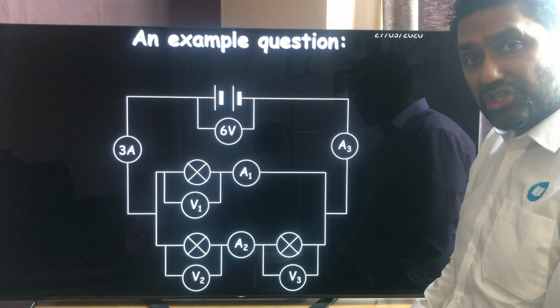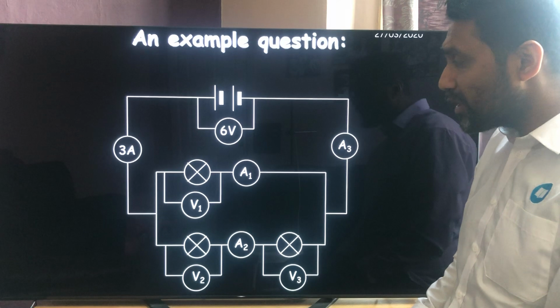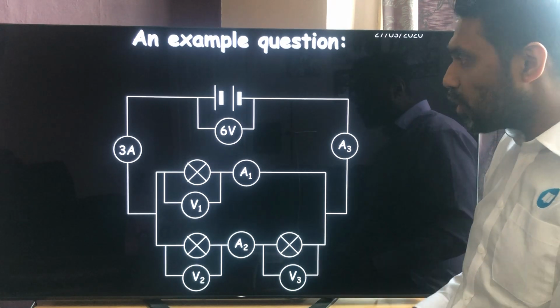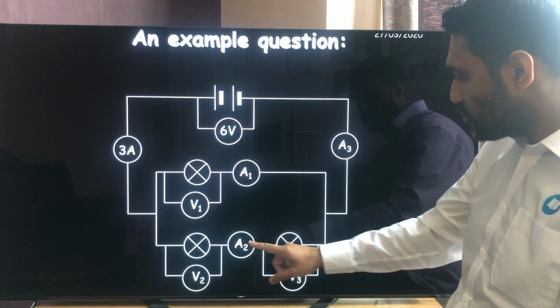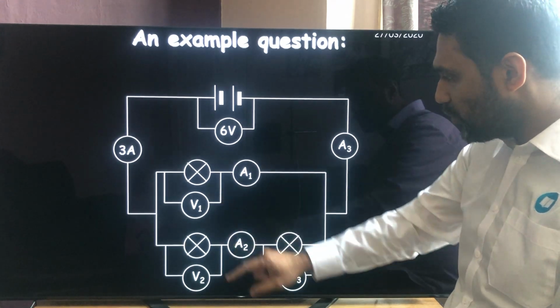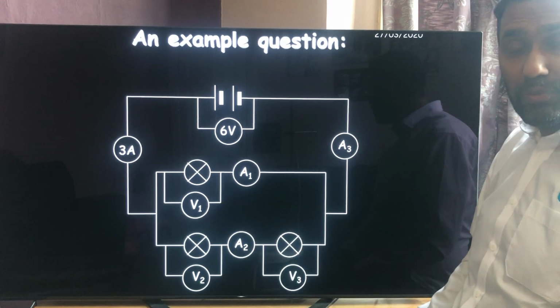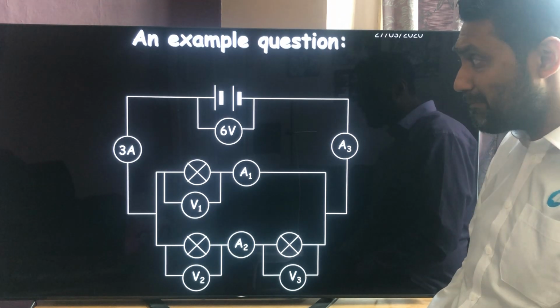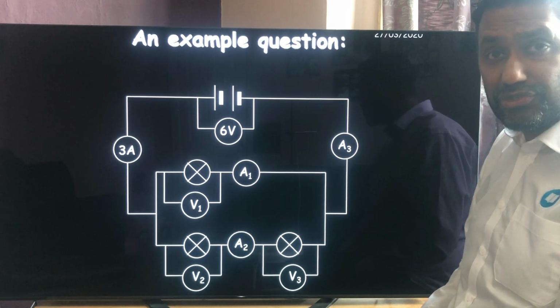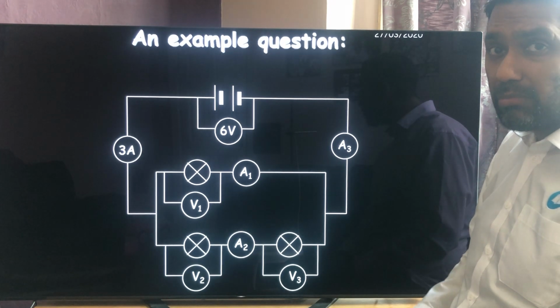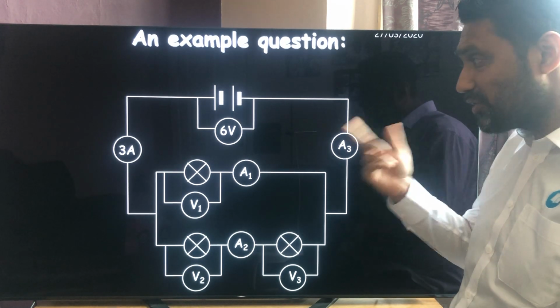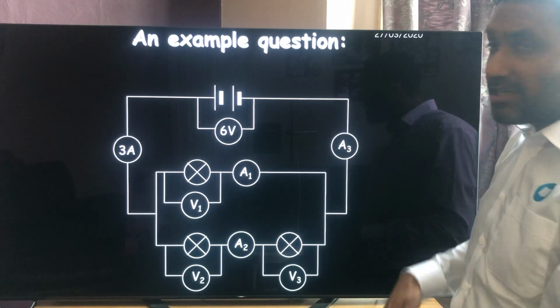So here's some example questions then. This is a bit tricky now. You might want to press pause and see if you can work out what the answers are to A1, A2, A3, V1, V2 and V3. So pause the video, sketch out this diagram and see if you can work out what the answers to those particular questions are. So I'll give you a minute. If you come back from the pause, these are going to get quite tricky.